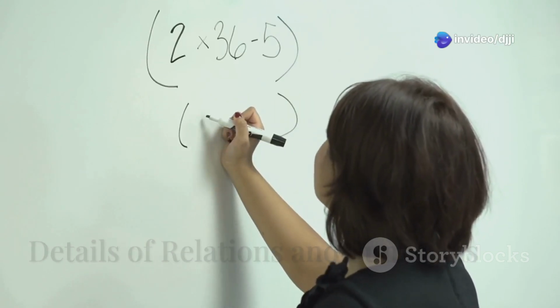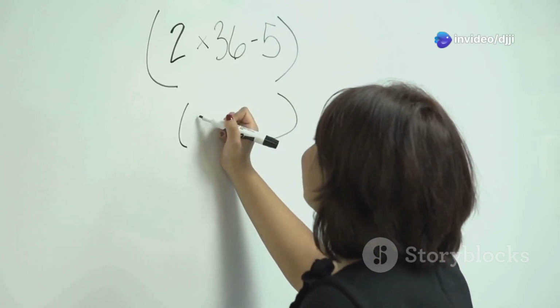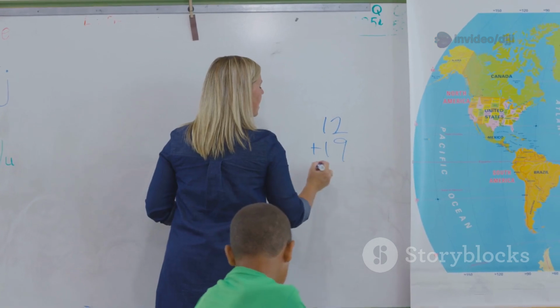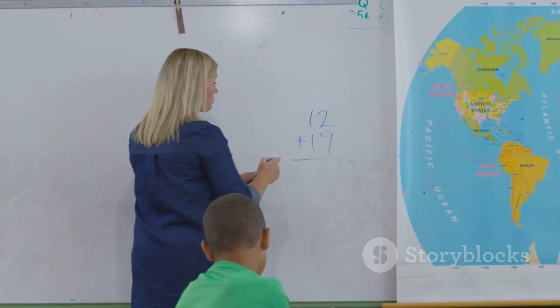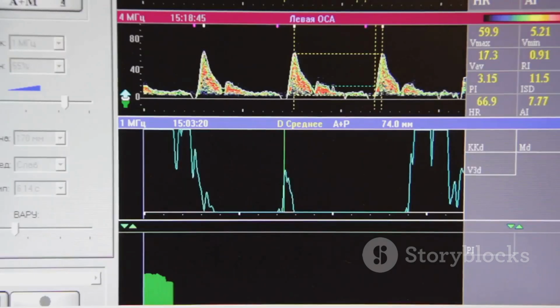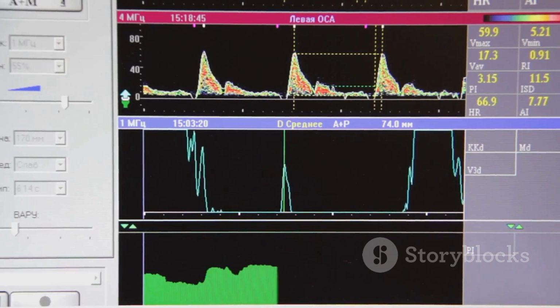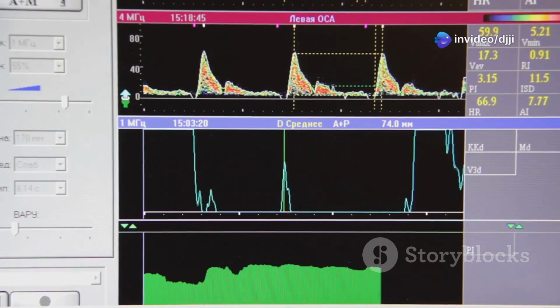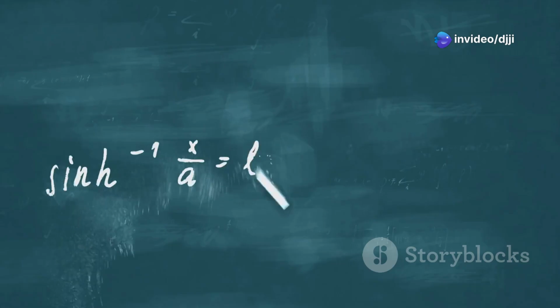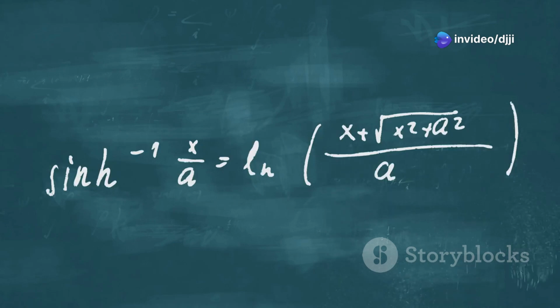Relations. Any set of ordered pairs is considered a relation. Functions. A function is a relation where each input has only one corresponding output. Key differences. A relation can have multiple outputs for the same input, whereas a function cannot. Every function is a relation, but not every relation is a function.